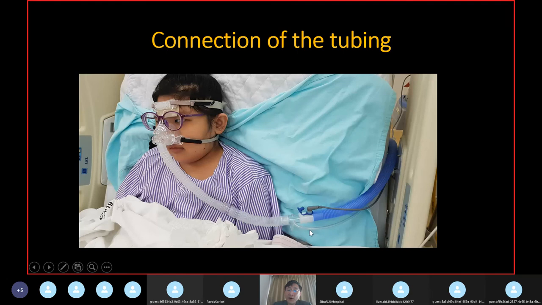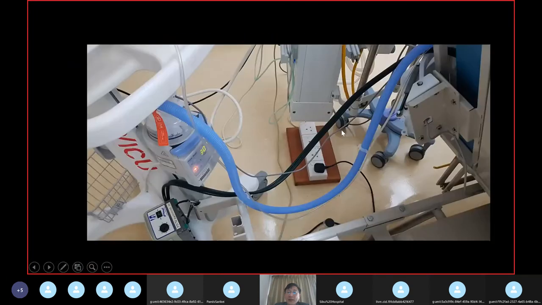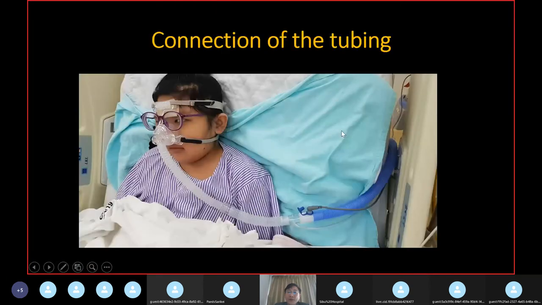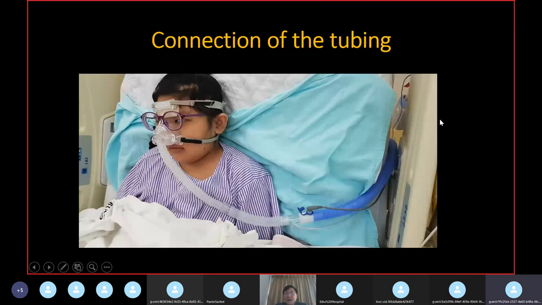Remember the pressure port just now? You actually measure the pressure around here, and that is connected back to here. If this tubing is not connected, you're not going to have any pressure monitor in the ventilator setup, on the screen. All right, so that's all in terms of the setup of the machine.